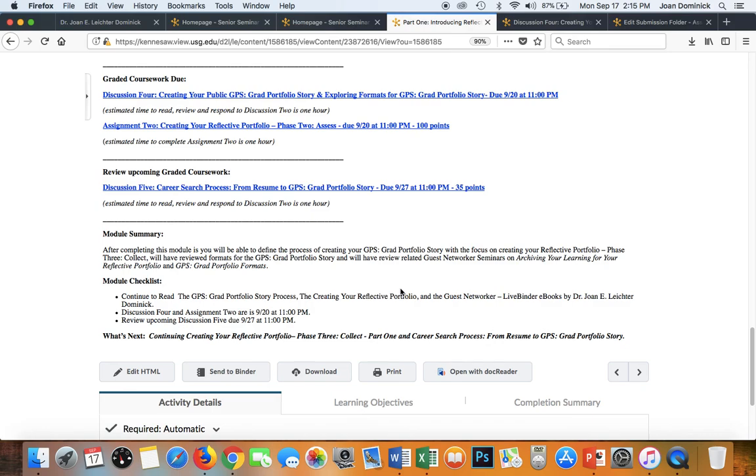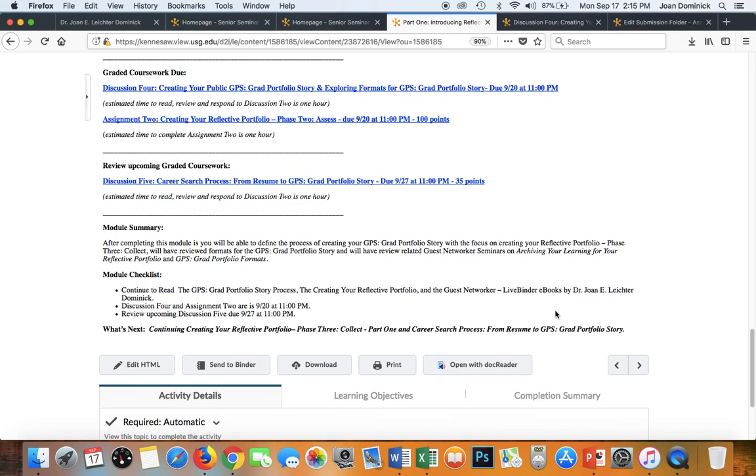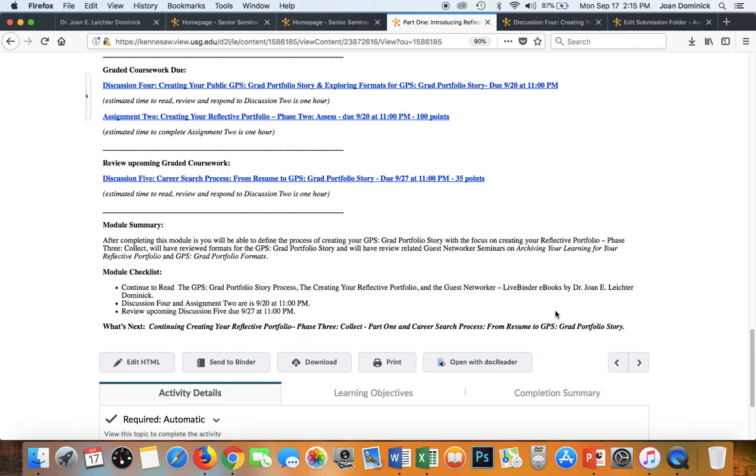Module checklist. Continue to read the GPS grad portfolio story process, the creating your reflective portfolio, and the guest networker live binders. Also, remember discussion 4 and assignment 2 are due this week on Thursday at 11, and then review the upcoming discussion 5, which is due next week. What's next? Continue creating a reflective portfolio phase 3 collect, and then part 1 and career search process from resume to GPS grad portfolio story.